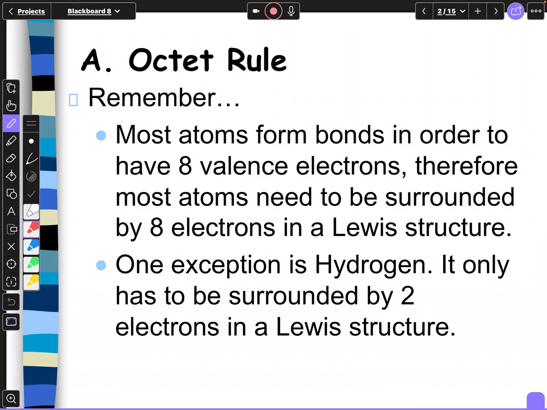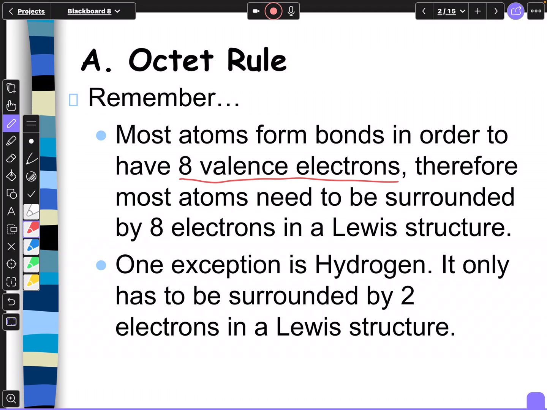Okay, so the octet rule is, remember, most atoms form bonds in order to have 8 valence electrons. Valence electrons are the electrons in the outermost energy level. We've talked about those a lot. We can tell the number of valence electrons an element has based on the group number. Group 1 has 1 valence electron. On the periodic table, group 2 or 2A has 2 valence electrons. If you skip over the transition metals, you get to group 13 or 3A, which has 3 valence electrons. Group 14 or 4A has 4 valence electrons. Group 15 or 5A has 5 valence electrons. Group 16 or 6A has 6 valence electrons. Group 17 or 7A has 7 valence electrons. And group 18 or 8A has 8 valence electrons. You'll need to know that. You just go by the group number.